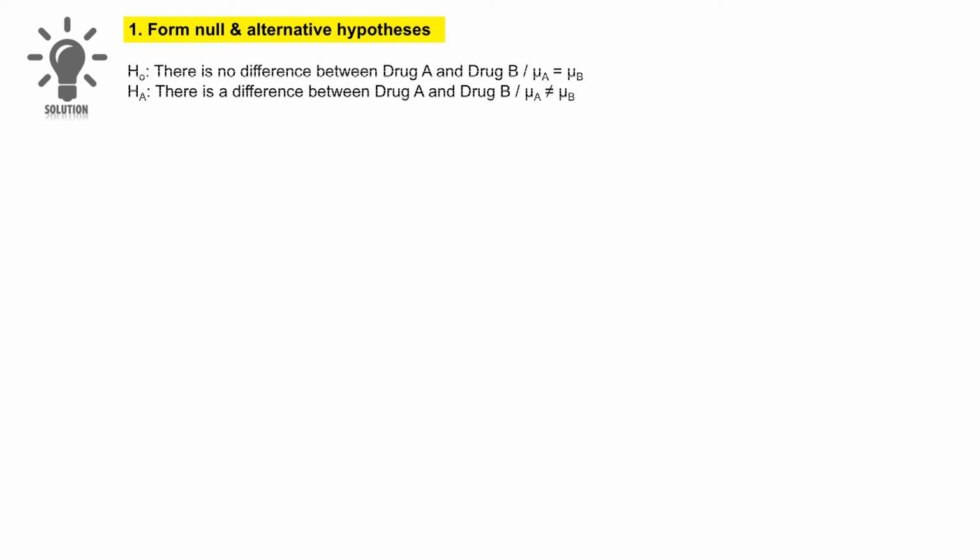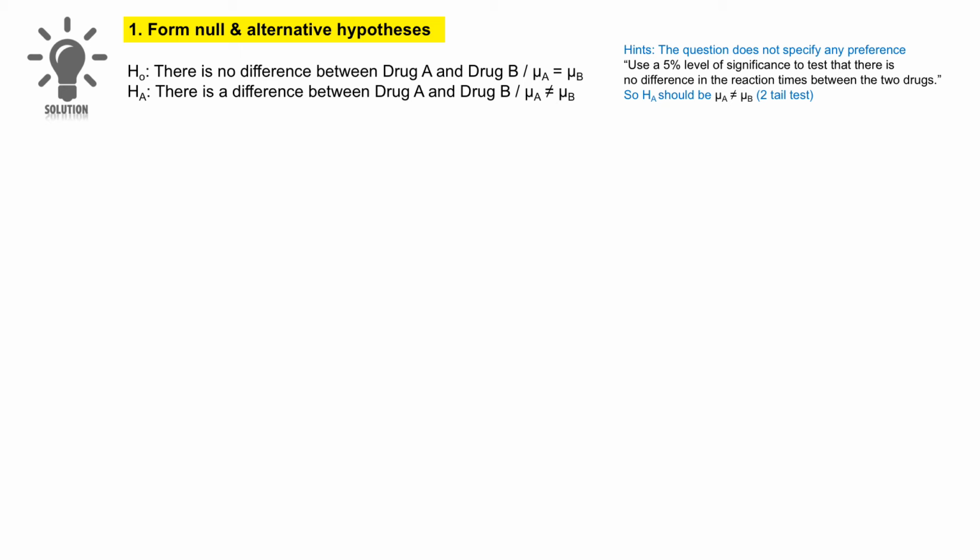Let's go into the solution for this problem. In the first step, we have to form the null and alternative hypothesis. This can be written as follows. For the null, there is no difference between drug A and drug B. And for the alternative hypothesis, there is a difference between drug A and drug B. If you notice in the question, it doesn't specify any preference. So we can just assign mu A is not equal to mu B. And that clearly shows that this is a two-tailed test.